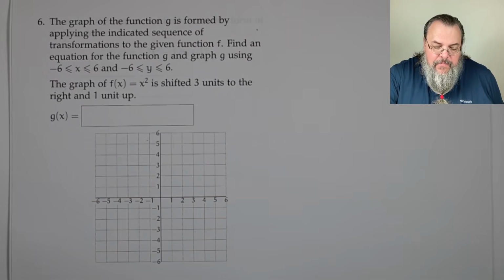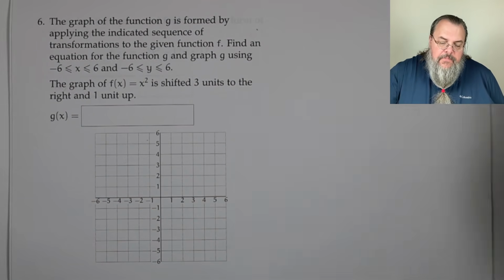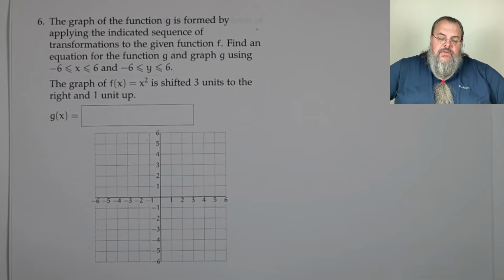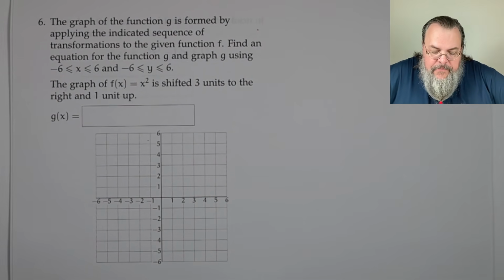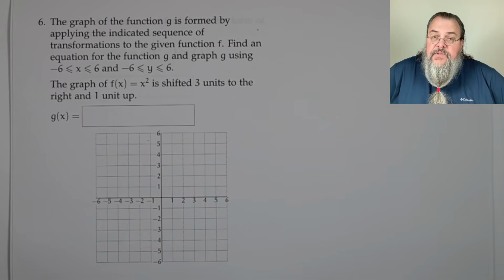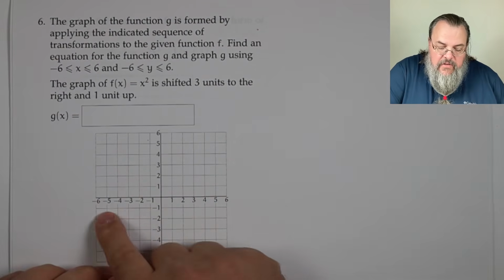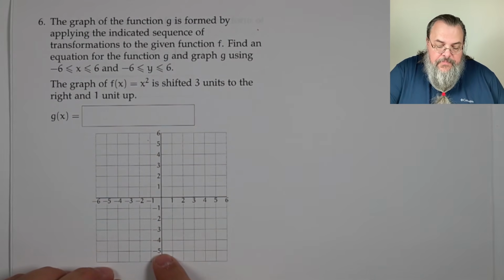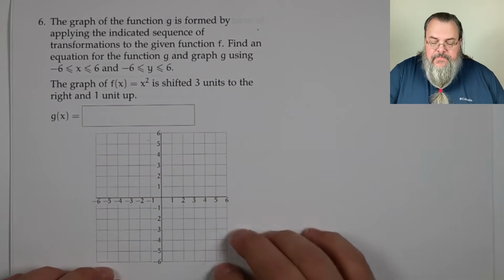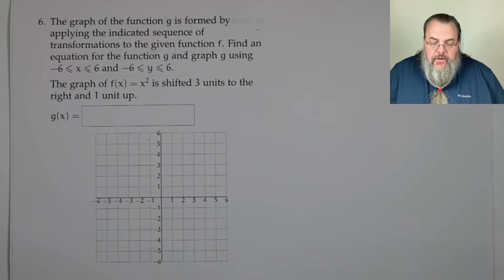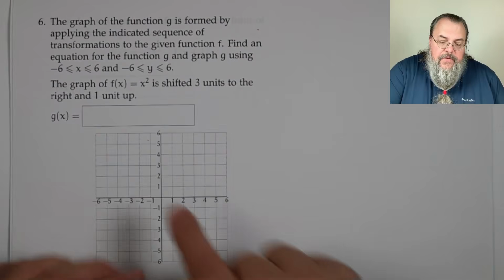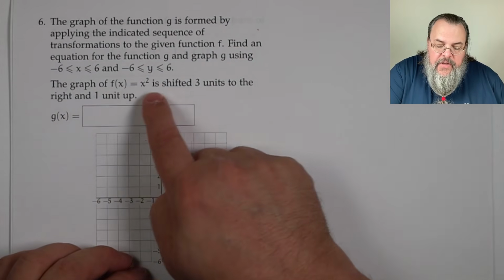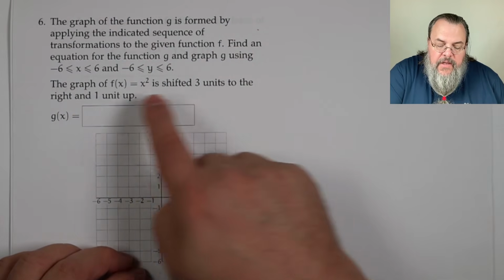Number 6. The graph of the function g is formed by applying the indicated sequence of transformations to the given function f. Find an equation for the function g and graph g using negative 6 less than or equal to x less than or equal to 6 and negative 6 less than or equal to y less than or equal to 6. Okay, so in other words, what's the picture? All right, so we're told the graph of f of x equals x squared is shifted 3 units to the right and 1 unit up.